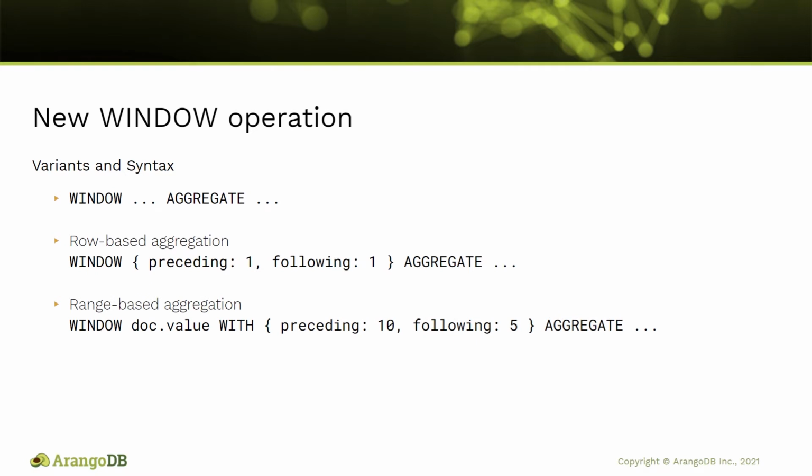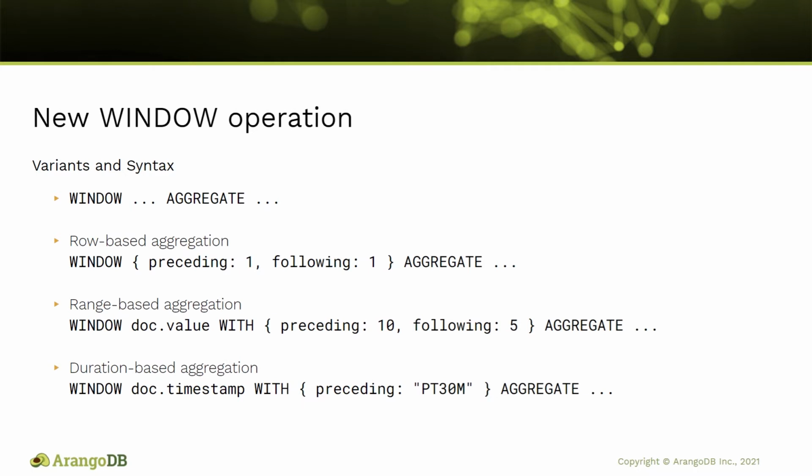Here it's not about adjacent documents or rows, if you will, but it's a value range that you specify, also with the preceding and following attributes. But now there's a reference to a document attribute and the with keyword before it.